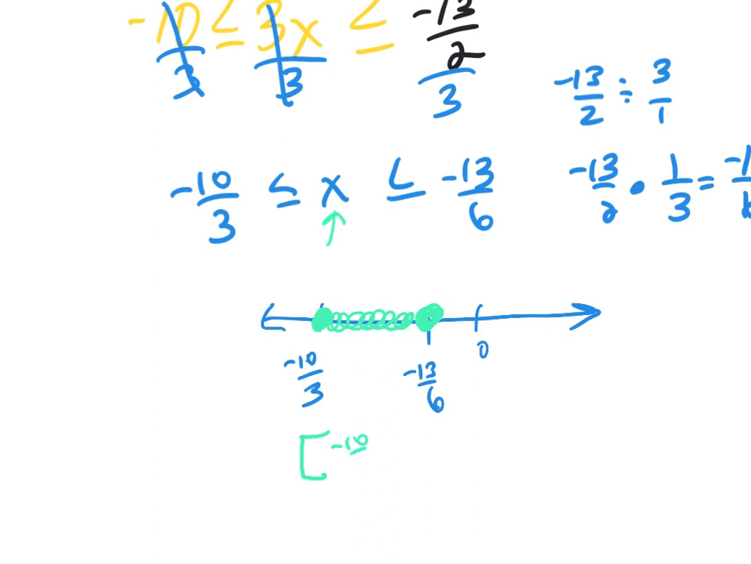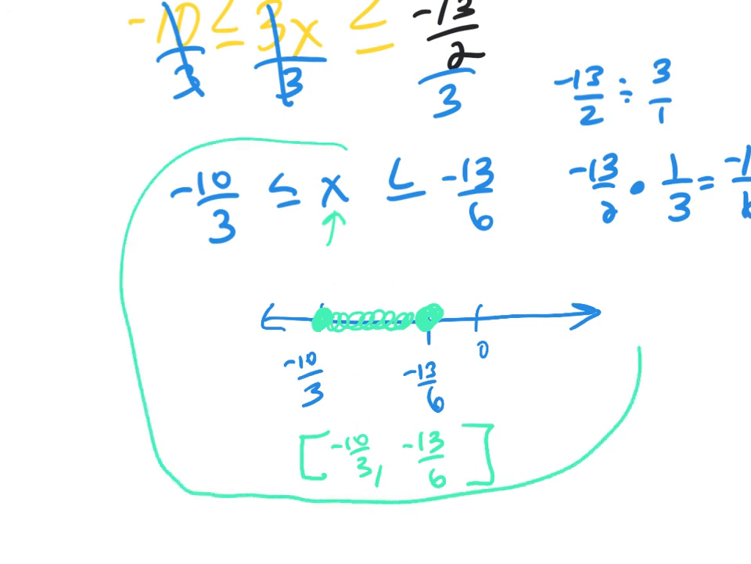Bracket, negative 10 over 3, comma, negative 13 over 6, bracket. And it's brackets because the dot is closed. It includes the value, and that is because there's an equal to sign underneath. Questions?